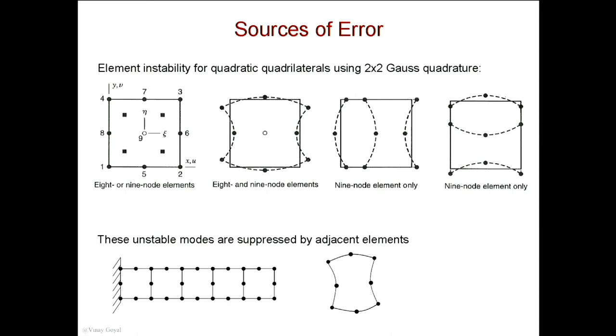The good news is that for second order elements, this behavior is usually suppressed when you have adjacent elements. If I have this element and another element here and another element here, this mode is suppressed by adjacent elements, and this may not be an issue. But just keep your eyes open for it, okay?